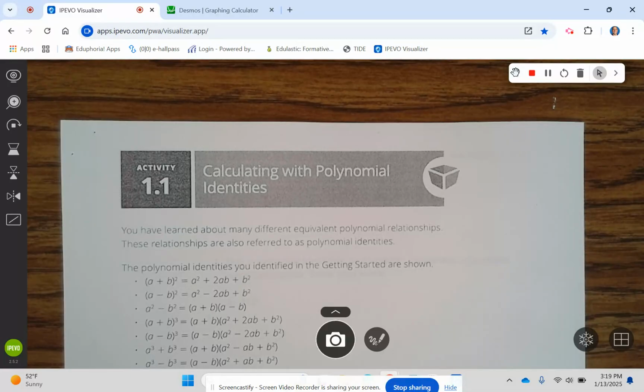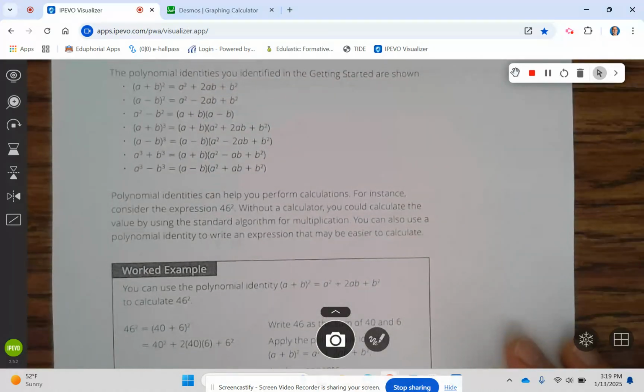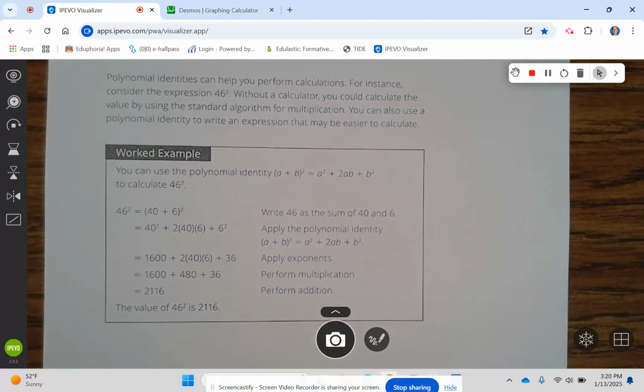1.1, calculating with polynomial identities. You have learned about many different equivalent polynomial relationships. These relationships are also referred to as polynomial identities. The polynomial identities you identified in the Getting Started are shown. Polynomial identities can help you perform calculations. For instance, consider the expression 46 squared. Without a calculator, you can calculate the value by using the standard algorithm for multiplication. You can also use a polynomial identity to write an expression that may be easier to calculate. All right, go and look over the worked example.